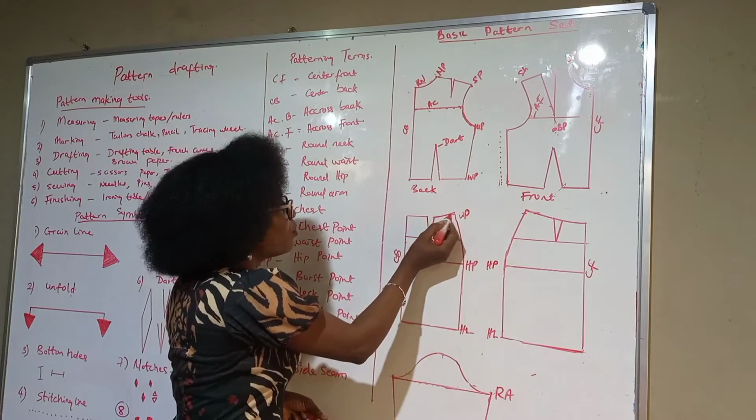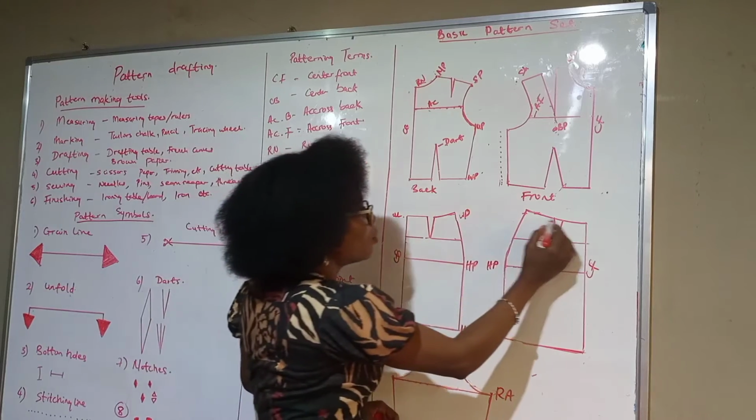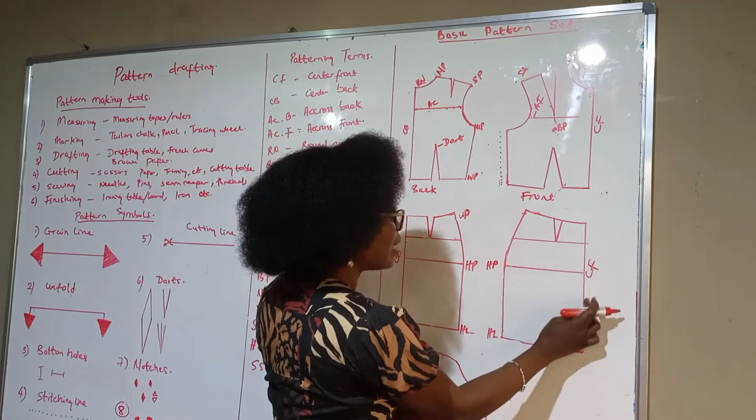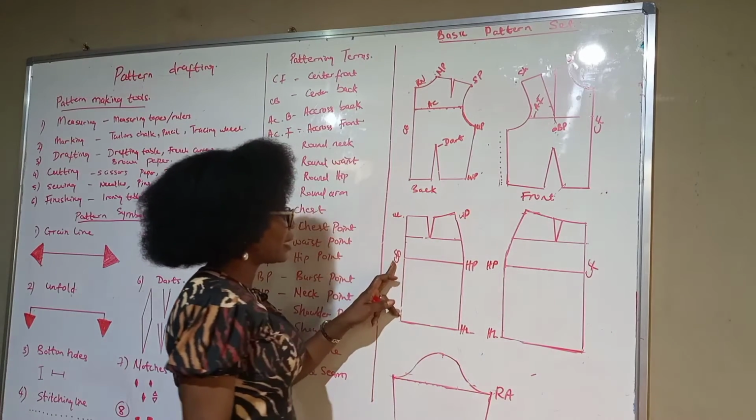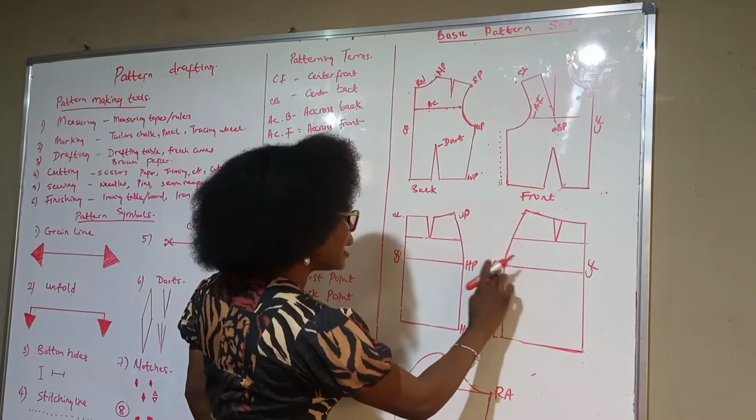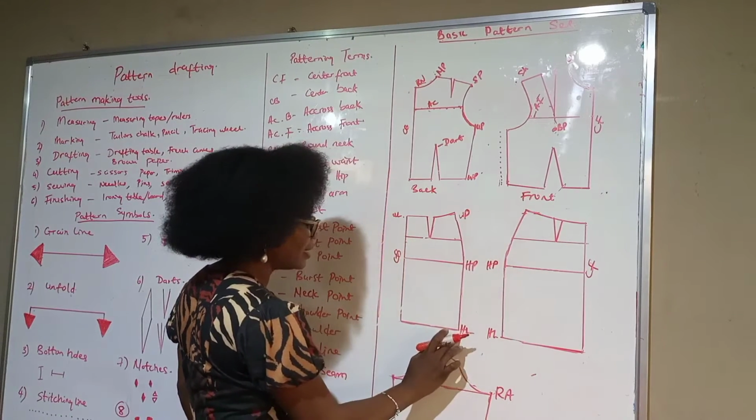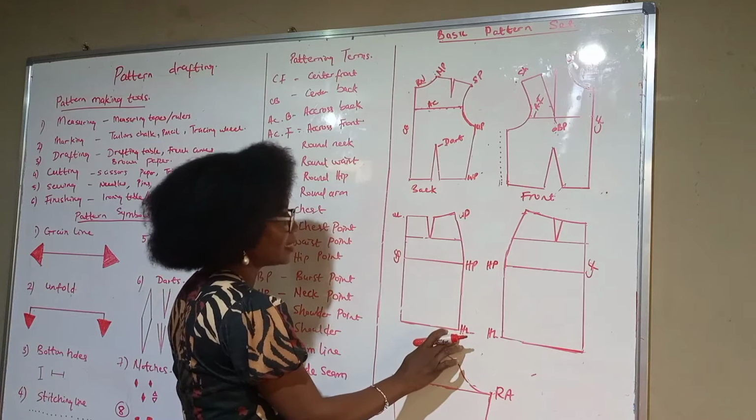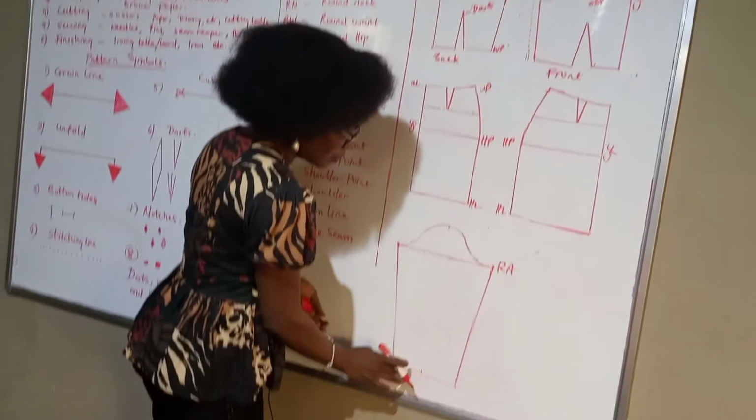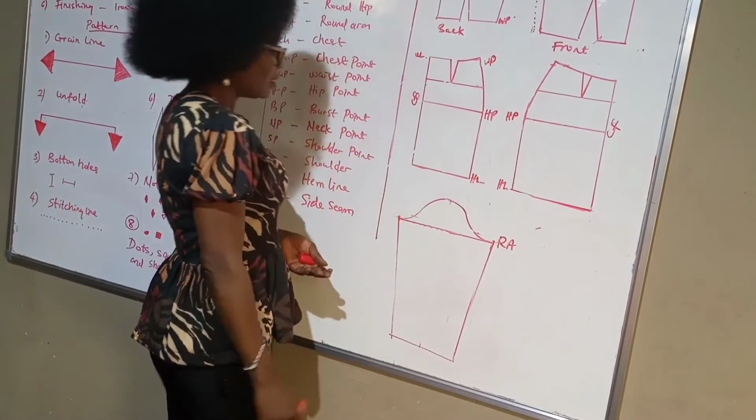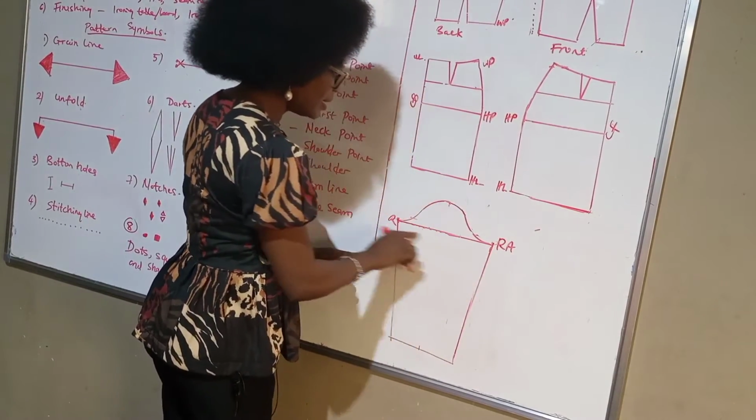Then you also have your waistline on the skirt. This is also your waistline. This is the center front for the skirt, the front pattern. This is the center back. This is your hip line, also your hip point. This is the hemming line. That is the hemline of the skirt. You can also have the hemline of your blouse. This is the hemline of the sleeve. This is your round arm on the sleeve.